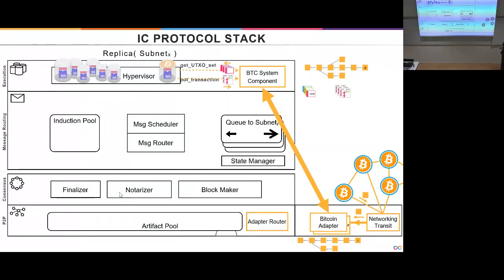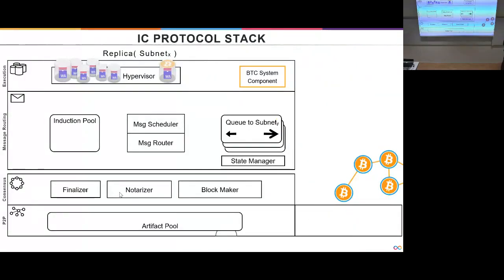Now what we needed to do is the following. We need to build a BTC system component. This implements the bulk of the Bitcoin processing logic. It offers an API, on the one hand, for getting a UTXO set for Bitcoin addresses, which I mentioned earlier, and also something for submitting transactions to the Bitcoin network.